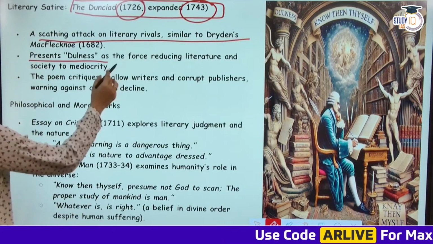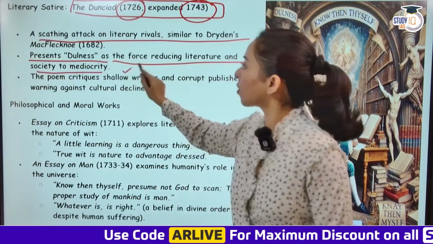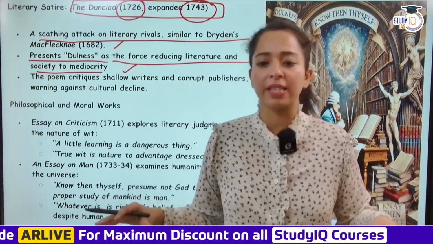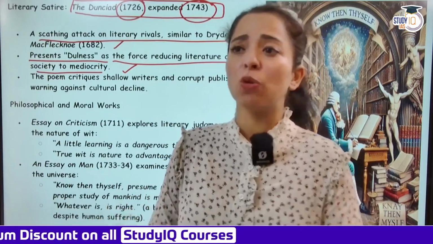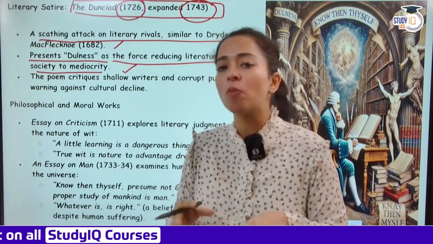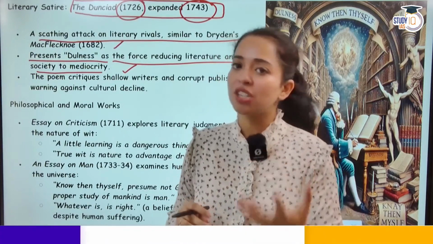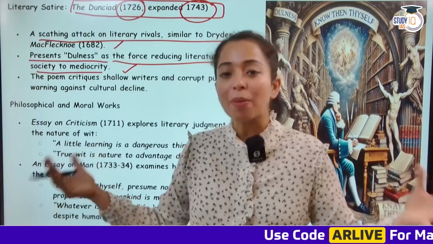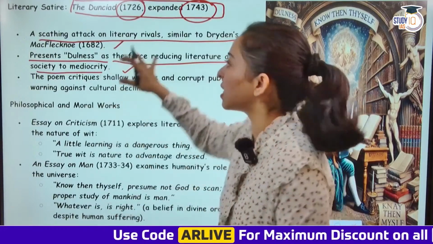Presents dullness as the force reducing literature and society to mediocrity. So ये जितने भी उस टाइम के इसके लिटरेरी राइवल्स थे, उनके ऊपर एक अटैक था, मतलब उनका मजाक उड़ाया, रिडिक्यूल किया. Why? Because Alexander Pope was always the butt of the joke. उसको लोग बहुत टारगेट करते थे अपने रिलीजियस एफिनिटीज की वजह से भी, because he was a Catholic. So all these Protestants used to come together and target him. सो वो भी यही रिप्लाई बैक करता था, and done, उसने यही किया है.